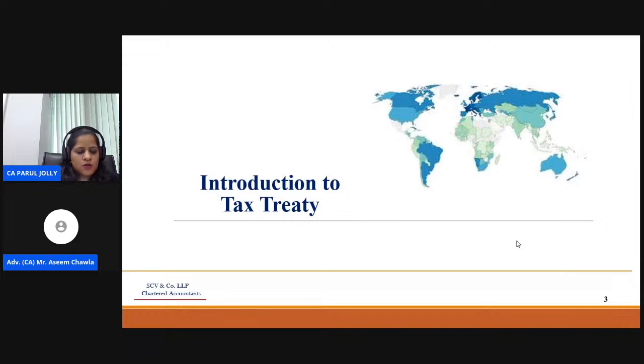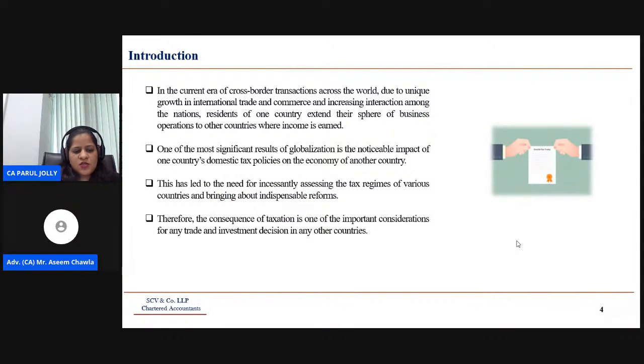So first of all, introduction to tax treaties. Why these treaties were made, and why over time these treaties have gained so much importance, and learning around it has become crucial from the tax point of view. In simple terms, what is a treaty? A treaty is basically to address the tax concerns with regard to any international transaction.